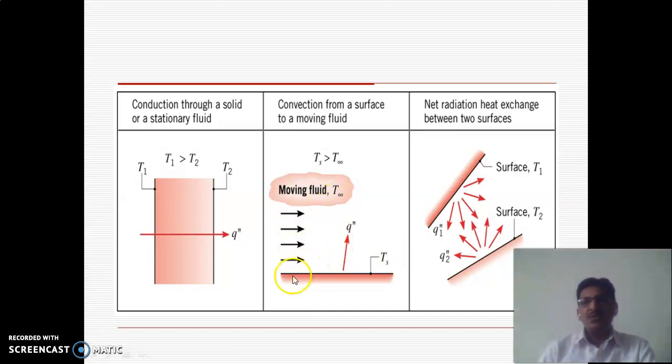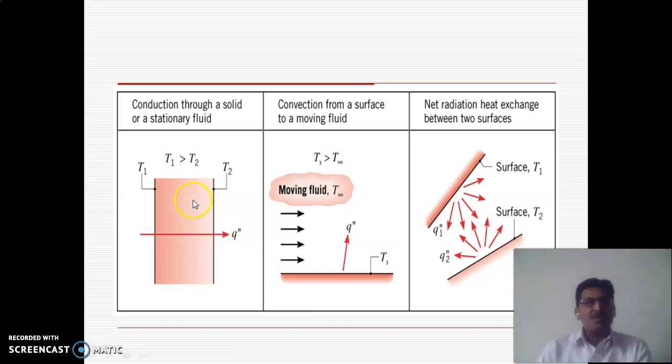When this fluid is moving over the surface, there will be a delta T in the convection mode of heat transfer, that is Ts minus T infinity. Here Ts is greater than T infinity, and this is the heat transfer rate by convection. Then there is net radiation heat exchange between two surfaces: surface 1 having temperature T1, surface 2 having temperature T2. This is the radiation mode of heat transfer. So these are the three modes of heat transfer.